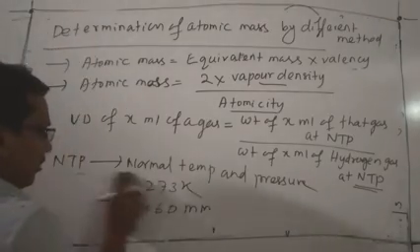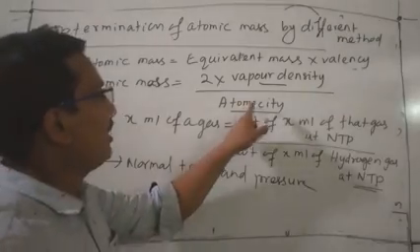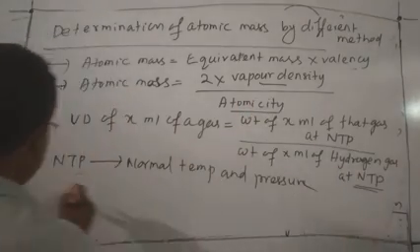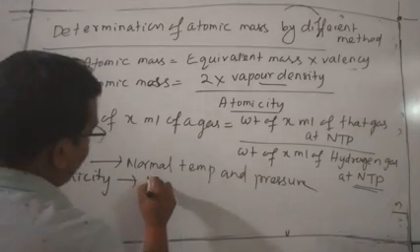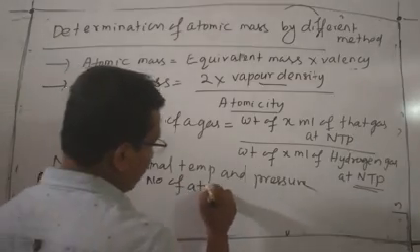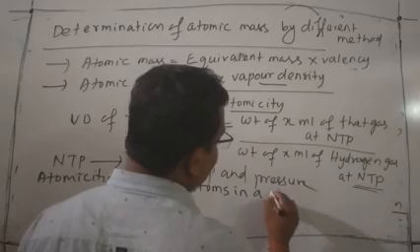Another new word will also come: atomicity. What is atomicity? Atomicity means the number of atoms in a molecule.